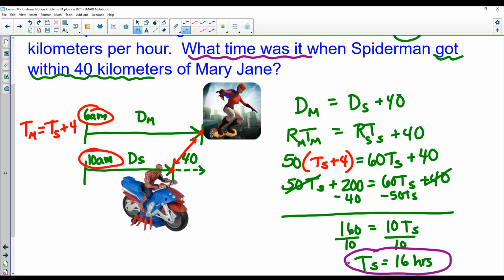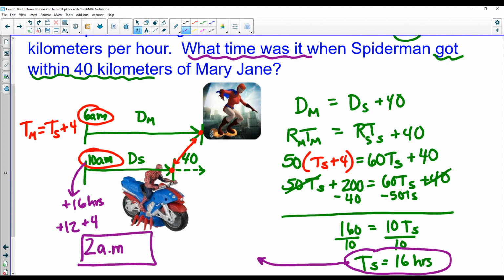Okay, so 16 hours is T sub S. That's Spider-Man's time. He started at 10 a.m., so we have to add 16 hours to that to find out what time. It took him 16 hours. He started at 10. All right, so if he goes 12 hours, right, he's at 10 p.m., and then he's got to go 4 more hours later. So 10 p.m., 11, 12, 1, 2. We are at 2 a.m. in the morning.